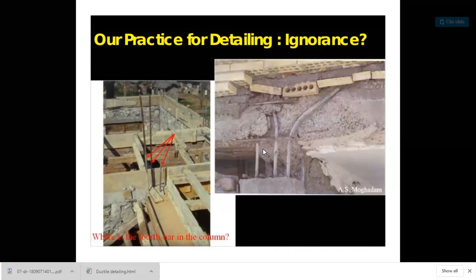So all of you note these points in your notebook. Ignorance with respect to the corrosion, and second is that all bars in the column.